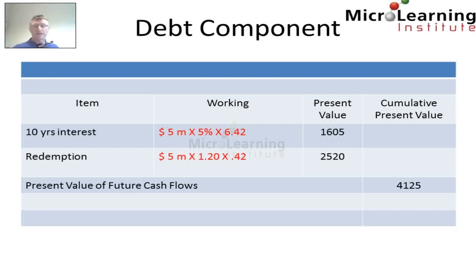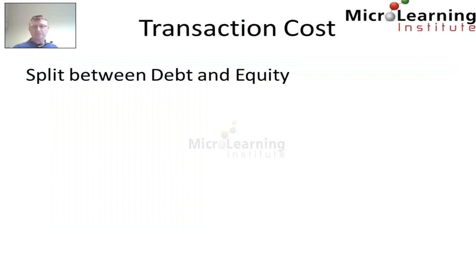Now, of course, the recipient of this instrument paid proceeds of $5 million. So consequently, as a balancing figure, we can conclude that the equity component of this instrument is $875,000.